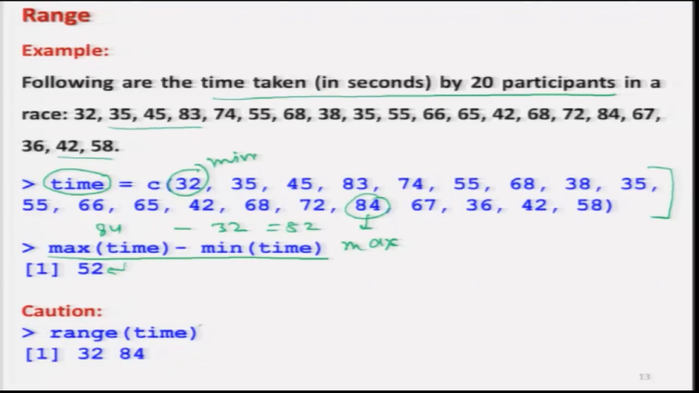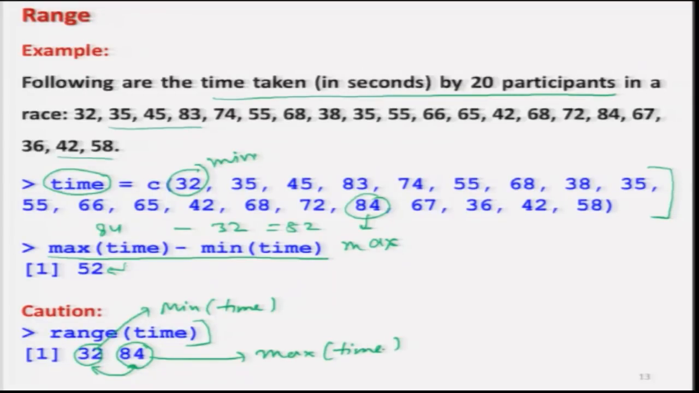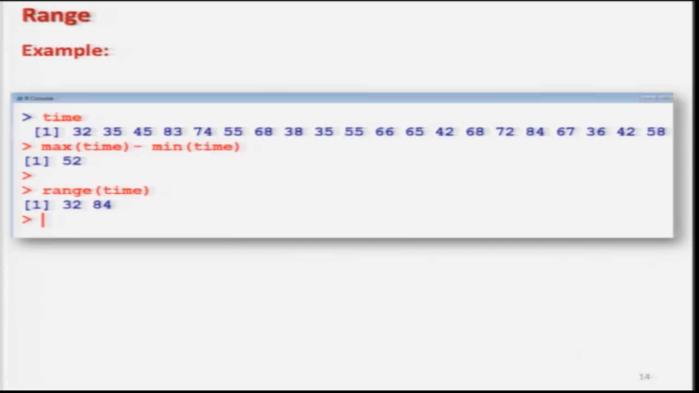Just to show you what will be the outcome of the command range, you can see this is giving me two different values. This is the minimum value of time, and 84 is the maximum value in the data given inside the time data vector. Right. So, before I show you on the R console, let me give you one more example and then I will come back.